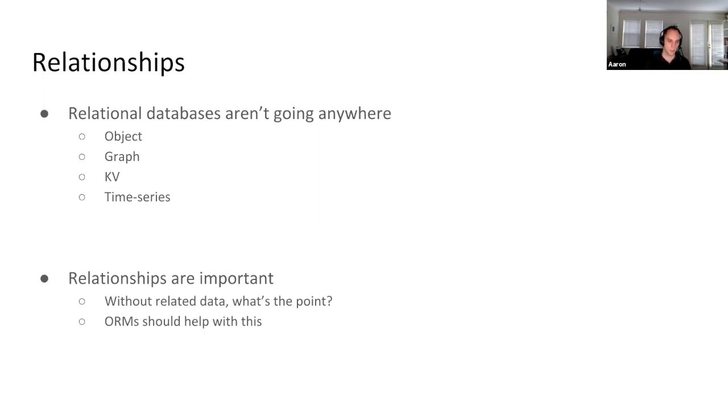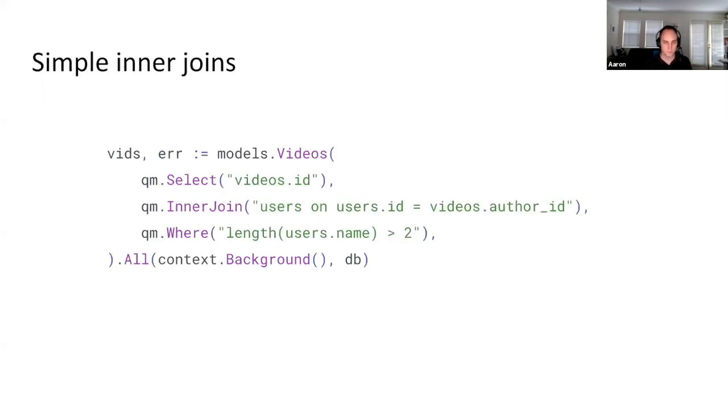And again, relationships are important because without related data, we would really just have one giant table with a bunch of arrays in it. And that doesn't work really well for performance. And like I said, ORMs should really help with this.